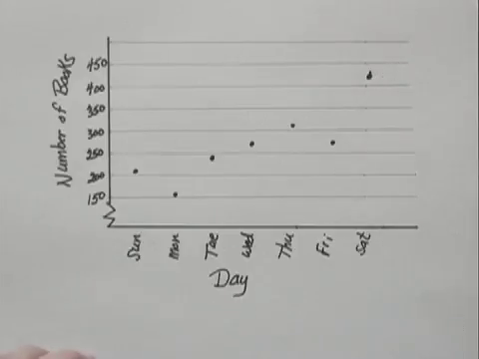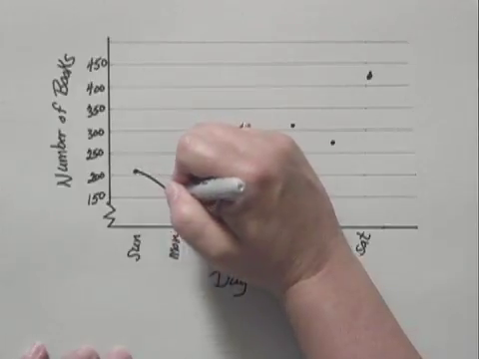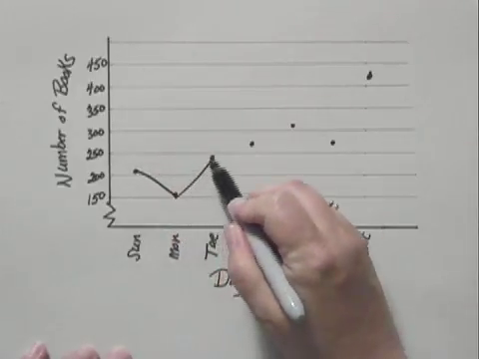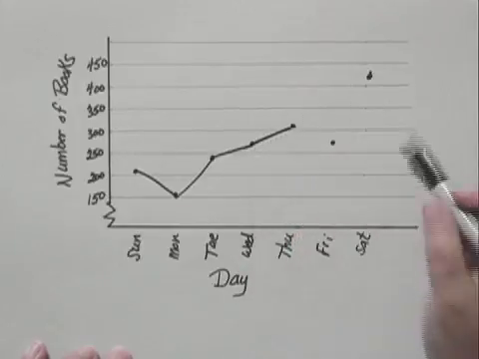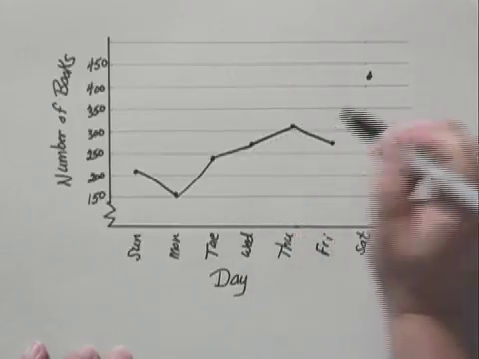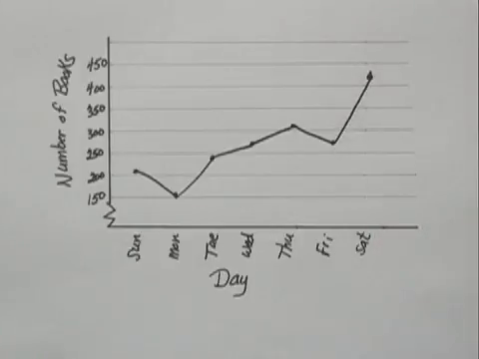Now to complete the line graph, I draw line segments that connect the adjacent points. And when I'm finished, I will have drawn the line graph. I try to draw as straight a line as I can between the 2 points that are adjacent to each other. And this is a line graph that represents the data.